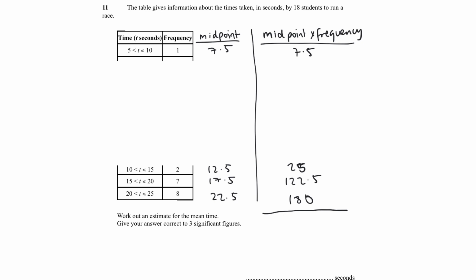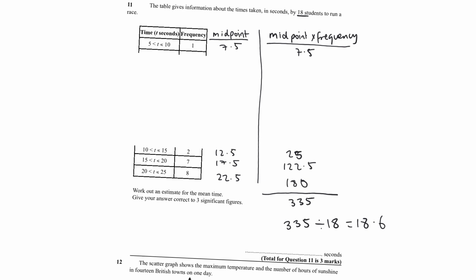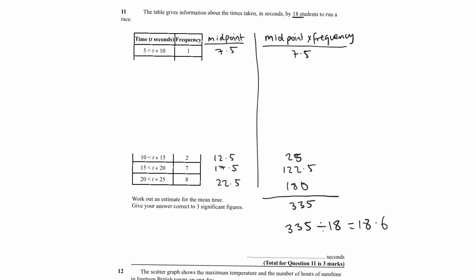So then, now that we've done that, we're going to work out the totals of that. So that would be 180, add that, which gives us 335. And then the 335 will be divided by the total number of students we have, which is 18. So divide that by 18, we end up with 18.6. So rounded to three significant figures, the mean time is 18.6.